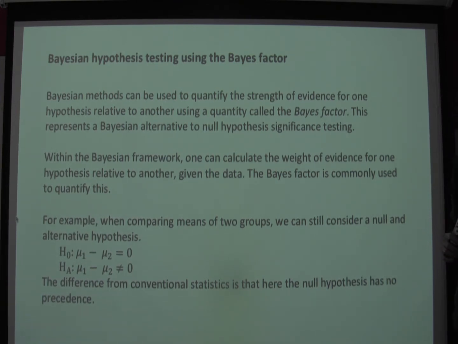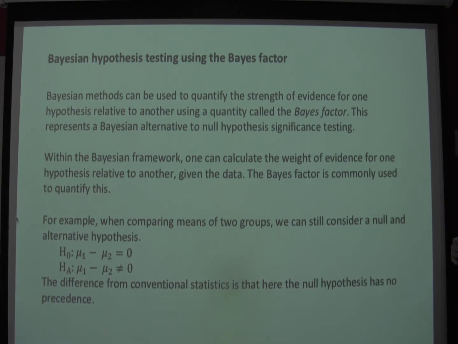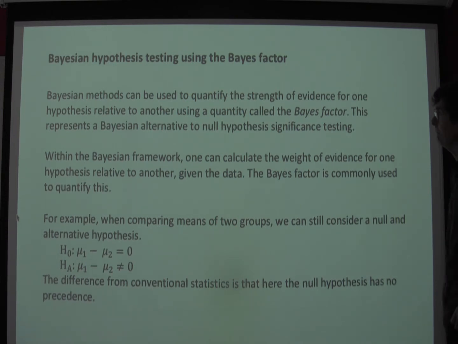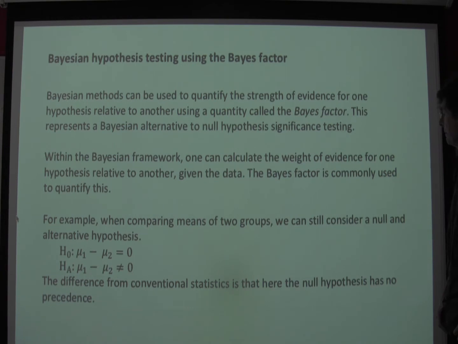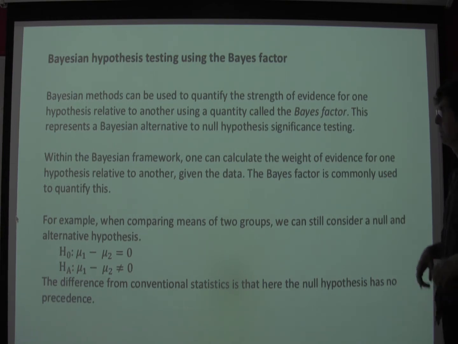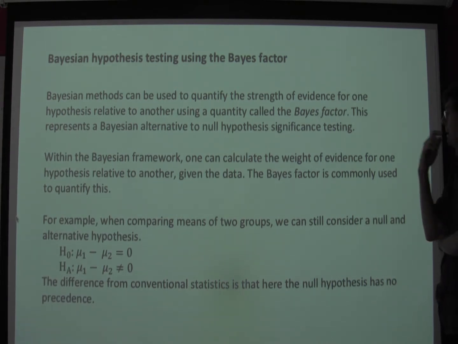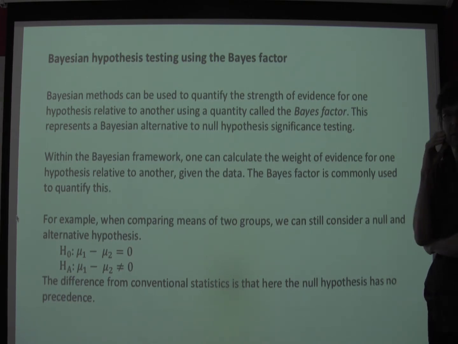How would we do this if we decided to go Bayesian? How would you do a two-sample t-test, or the equivalent of a two-sample t-test? Well, one thing that's been discussed in the literature recently is something called the Bayes factor. And it's been put forth as a Bayesian alternative to null hypothesis significance testing.